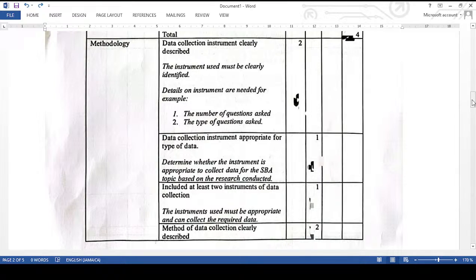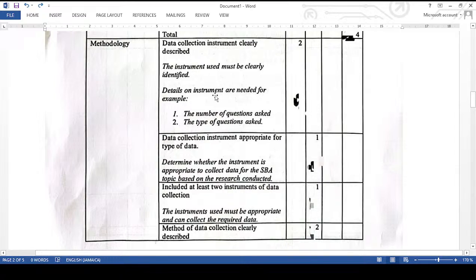You get what I'm saying? You must identify the instrument that you're going to use. So it can be questionnaire, can be survey, can be interview, whatever it is. You must identify it, clearly identify it. So you state it.